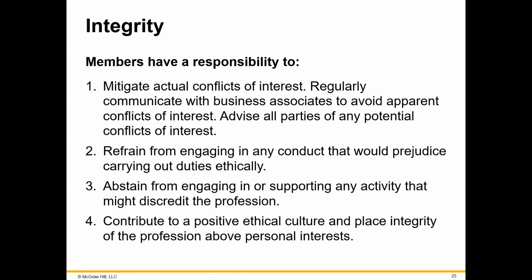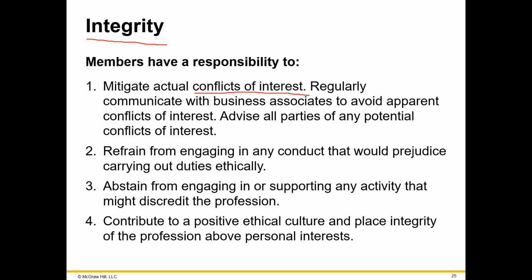Integrity. We have the responsibility to mitigate actual conflicts of interest. What that means is, for example, in my job as an IRS agent, if I find myself auditing a company and one of my old college classmates is the CFO of that company, well, maybe I should consider reporting the information to my supervisor and removing myself from the engagement. When we have conflicts of interest, that means that our ability to make neutral assessments of the information might be impaired. So it's best to remove ourselves from a situation that could lead to a conflict of interest or that could indicate a conflict of interest.